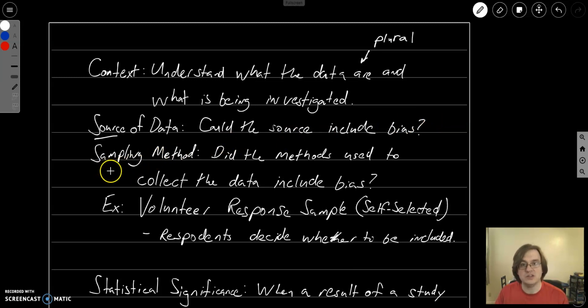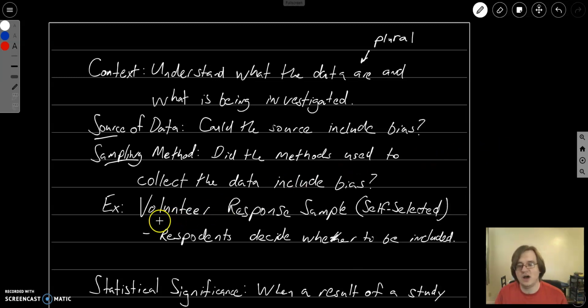We should just always have our skeptic's hat on so that we can make good decisions. And the last thing that we want to do is understand how they collected the data. Did the methods used to collect the data sort of implicitly give a little bit of bias?